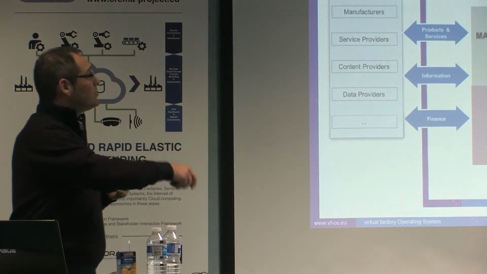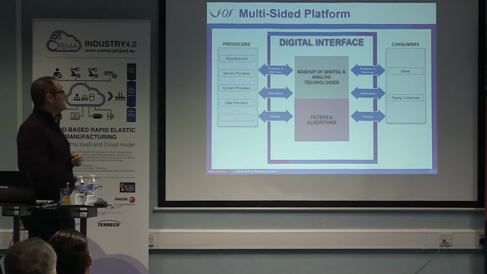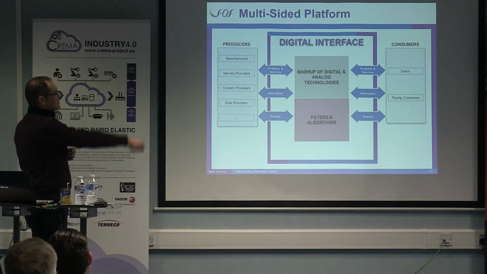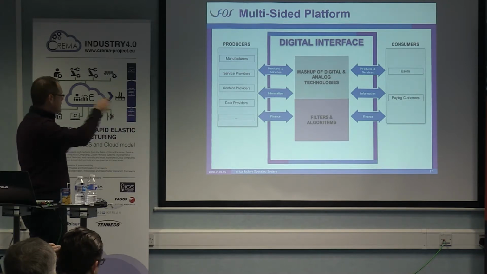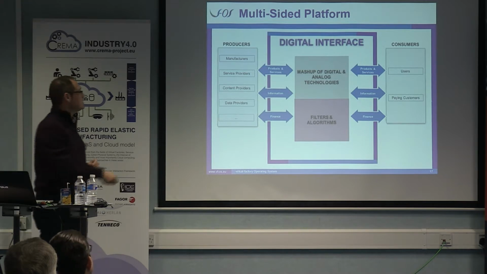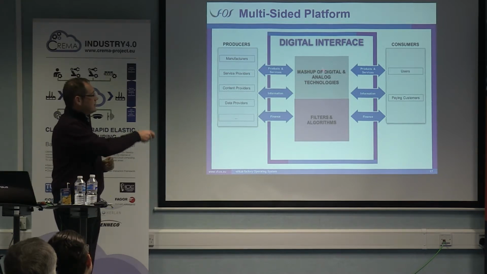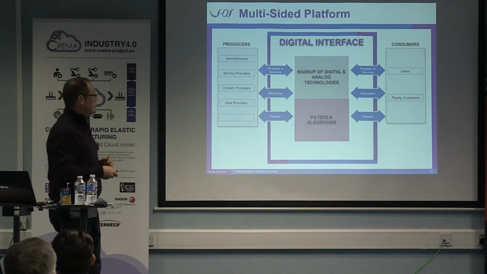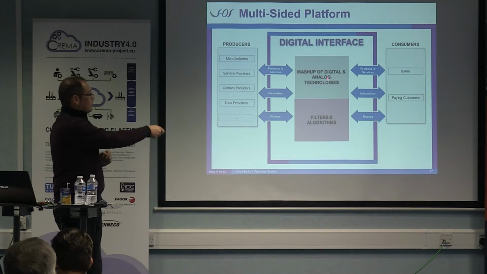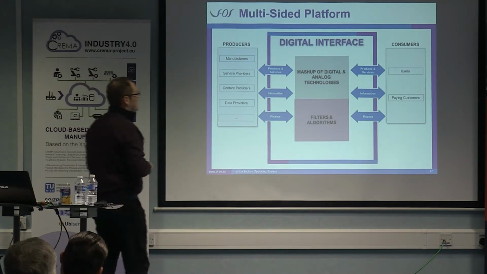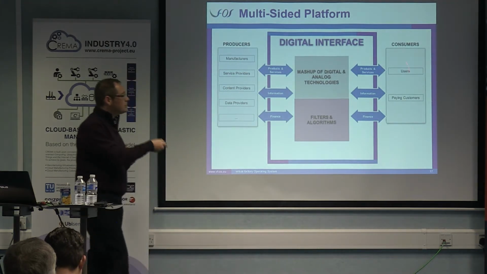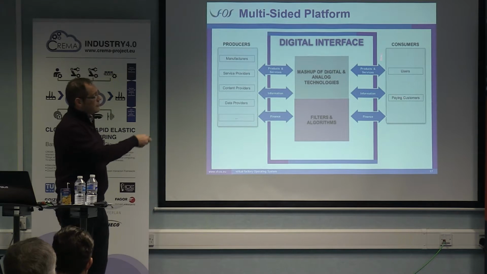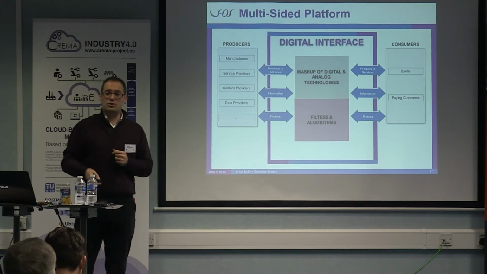All of this is based on multi-sided platform marketplaces, in which we have producers on one side and consumers on the other, so we have manufacturers, service providers, content providers, data providers, etc. Through a digital interface, they provide their products, services, information, any kind of interaction, which is all combined into different technologies and algorithms, and finally they produce apps for the users who consume these apps.